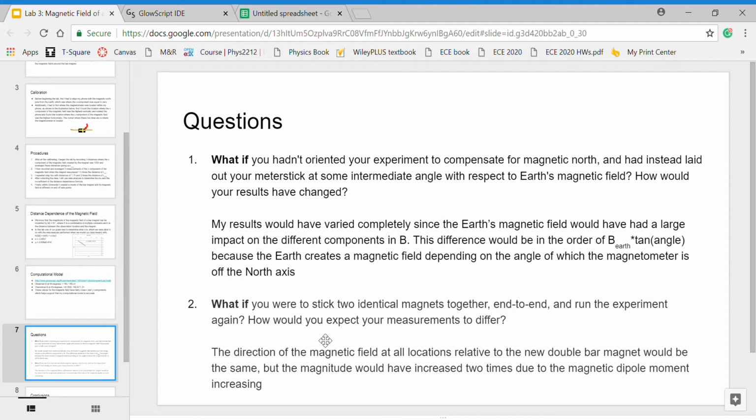Now, what if we were to stick two identical magnets together end to end? How would you expect my measurements to differ? The direction of the magnetic field at all the locations relative to the new double bar magnet would be the same, but the magnitude would have increased 2 times due to the magnetic dipole moment increasing.